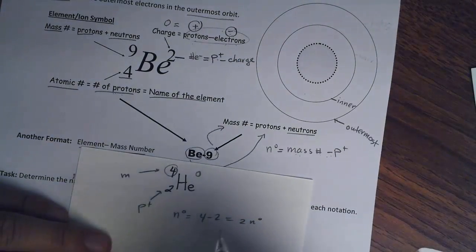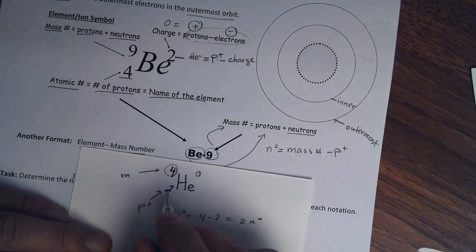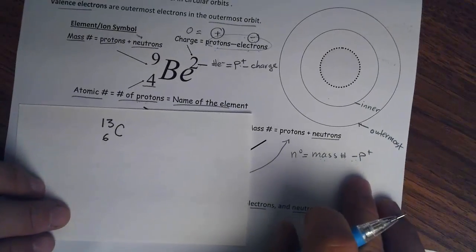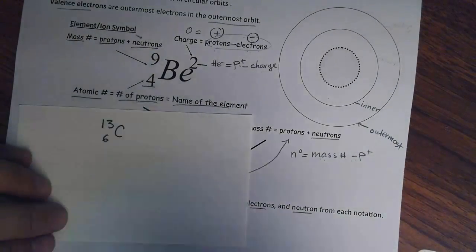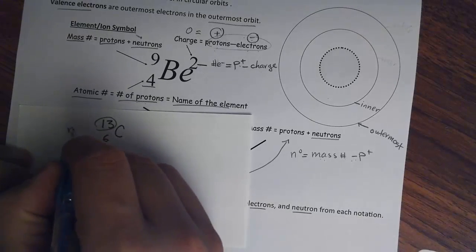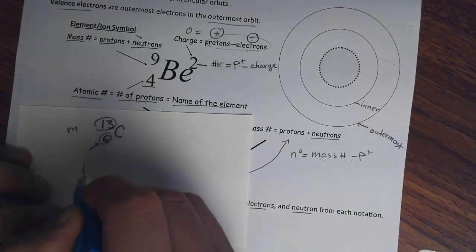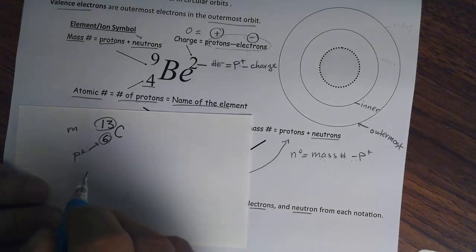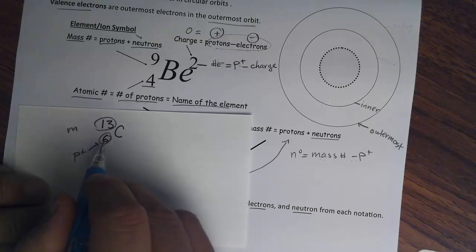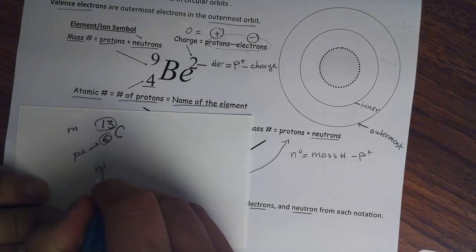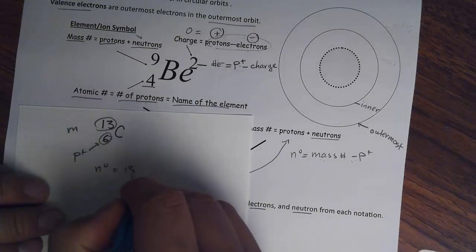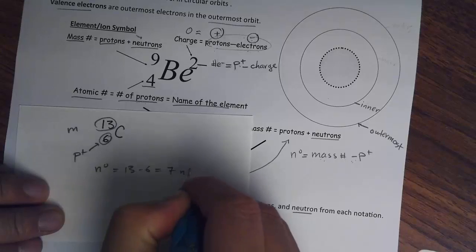So therefore, the number of electrons must equal the number of protons, which is 2 electrons. Here I have carbon. For carbon, there's no charge again, but the mass number is 13, and this represents the atomic number, which is equal to the number of protons as well. And what about the neutrons? Neutron, again, is mass number minus the number of protons. So 13 minus 6 gives us 7 neutrons.